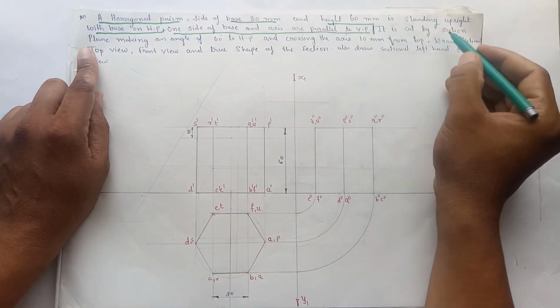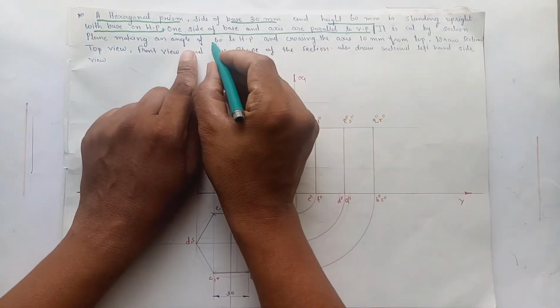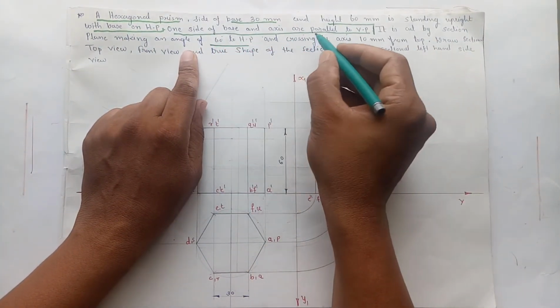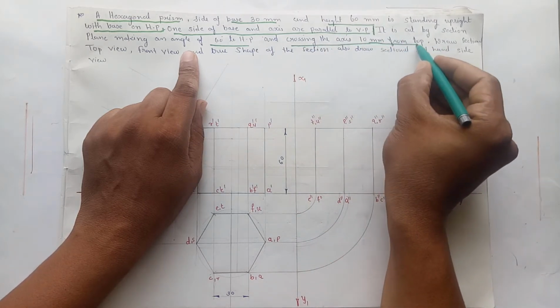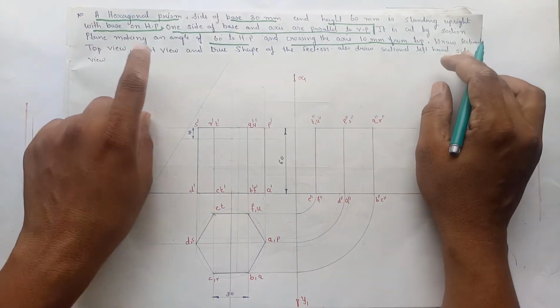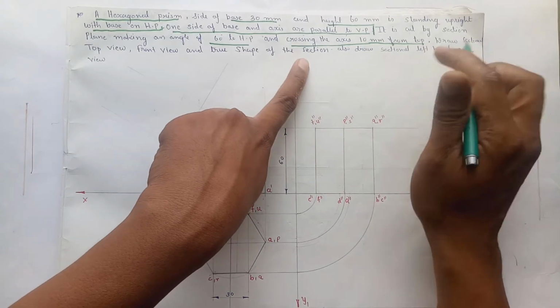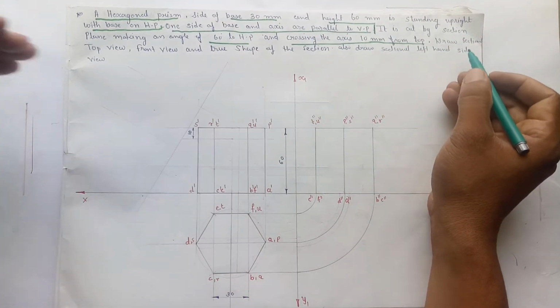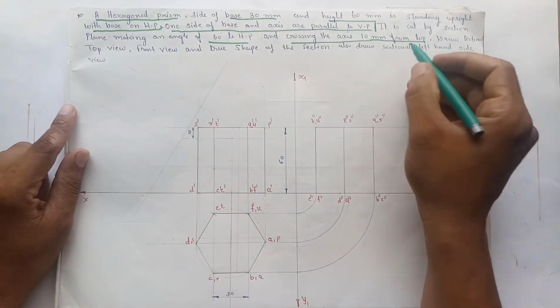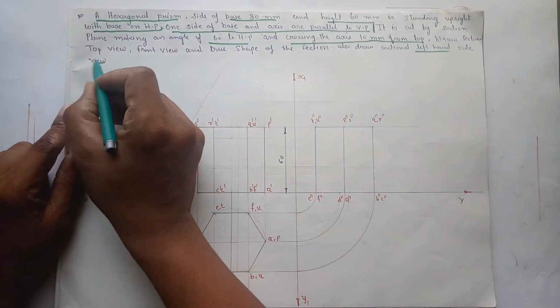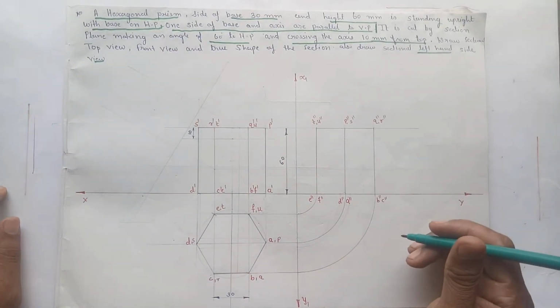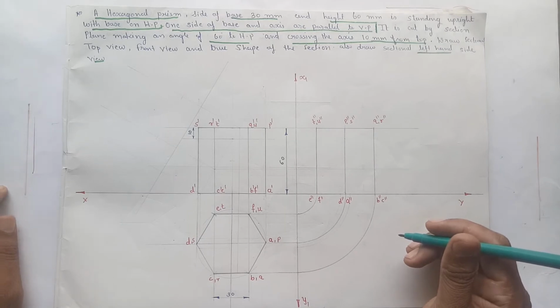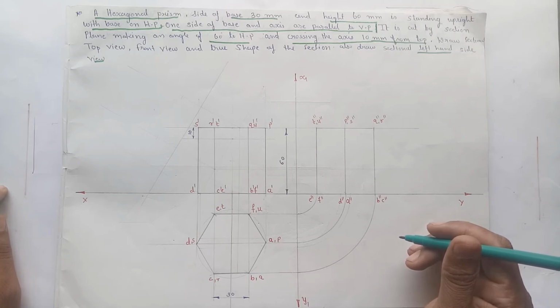Now it is cut by a section plane making an angle of 60 degree to HP and crossing the axis 10 mm from the top. Draw the sectional top view, front view and true shape of the section, and also draw the sectional left hand side view of the object. So let us first of all draw the top view, the front view and the left hand side view of the object. Then we will take the section, and then we will draw the sectional top view, sectional side view and true shape of the section.